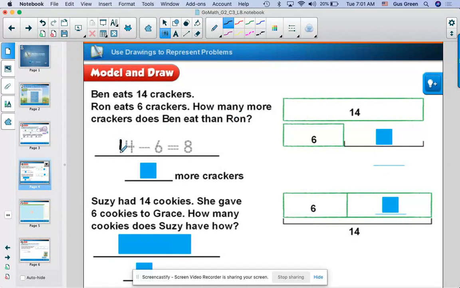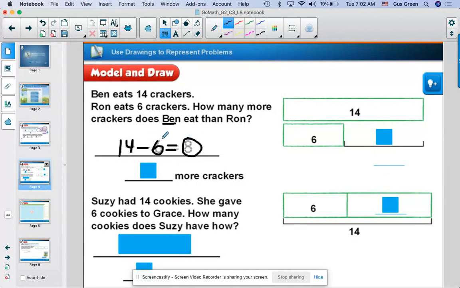So this is a comparison problem, and we know that Ben ate 14 crackers and that Ron ate 6 crackers. And we want to know how many more. I like to think of it like a score. What was Ben's score? How many more crackers did he eat than Ron? Okay, so let's do it as a subtraction problem. So 14 minus 6. And I know the answer is right here. But if I didn't have the answer written for me, I would count backwards.